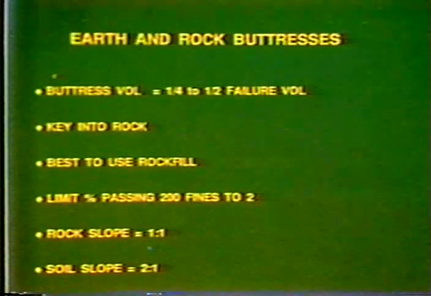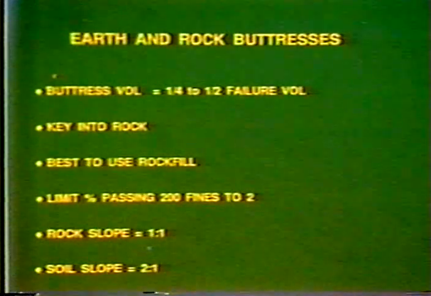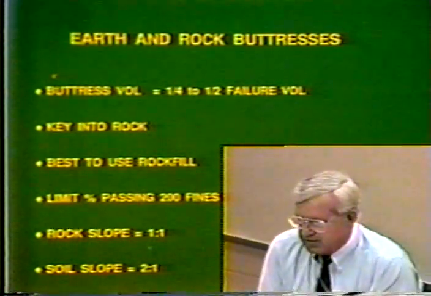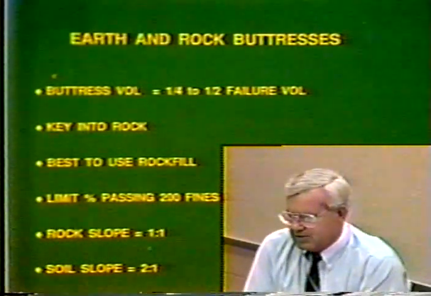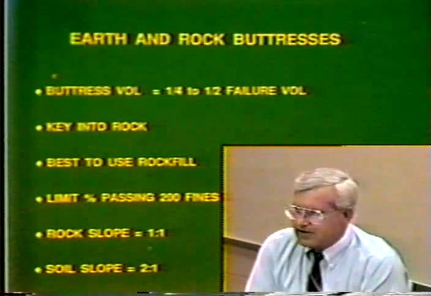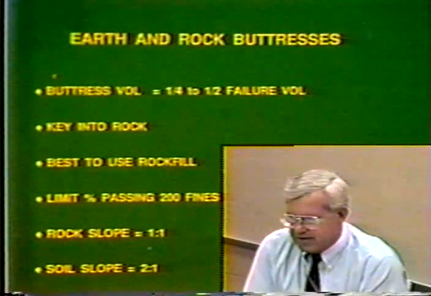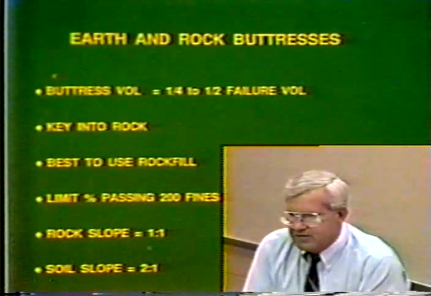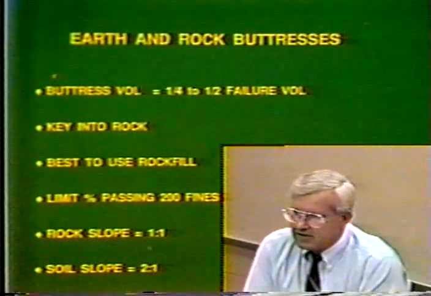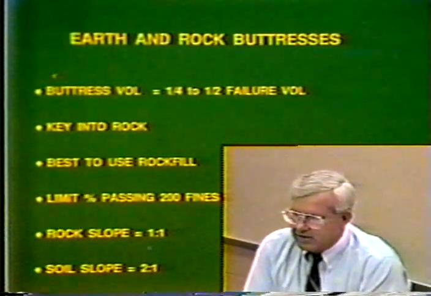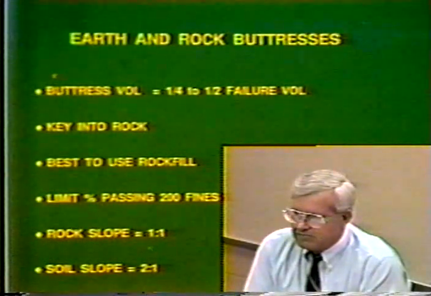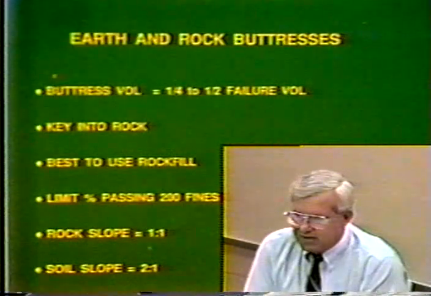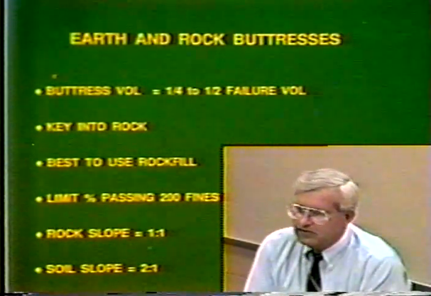Earth and rock buttresses. Let's turn our attention to another technique. Some of the things about an earth and a rock buttress. This can be used to repair several different types of landslides, and it has been used. This technique can be used very effectively in small landslide repair. Generally, the buttress volume has got to be about a quarter or half the failure volume. It needs to be keyed into rock. It's best to use rock fill for the buttress.